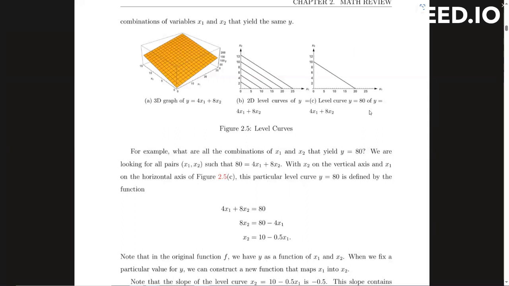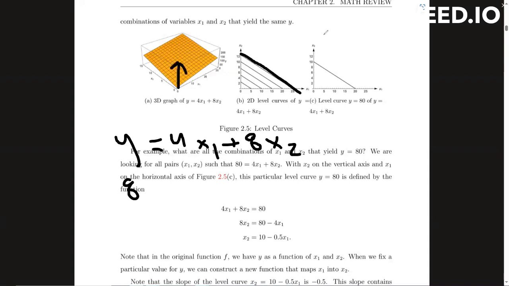All they're saying right here is if we have the graph y equals 4x1 plus 8x2, we can do 60, we can do 80, we can do anything. We want to isolate all points that are at height y equals 80. So we just do that. We skip the algebra, just divide everything by 4.